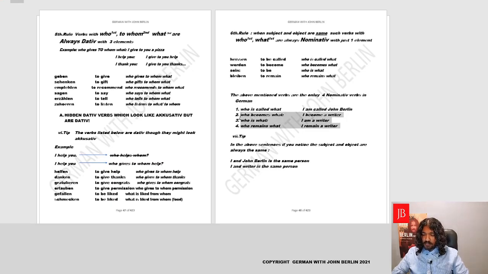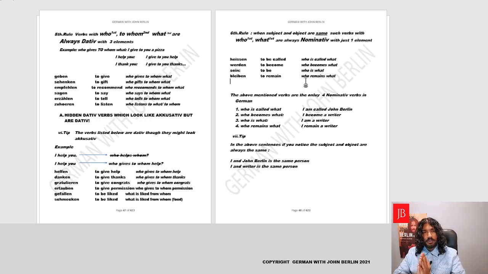So all these four verbs, that is to be called, to become, to be, and to remain, are the only four German verbs which are nominative. If you remember these, you will remember all the nominative verbs. So what is to become? Werden is to become. I become. Sein is to be. And bleiben is to remain. Who remains what? Perfect. We'll practice these verbs, since we have understood the types of verbs there can be based on what the verb requires.